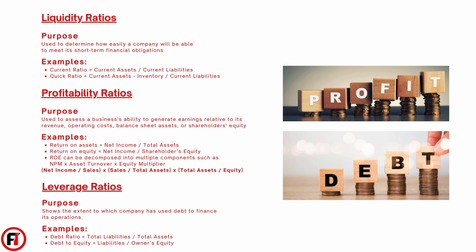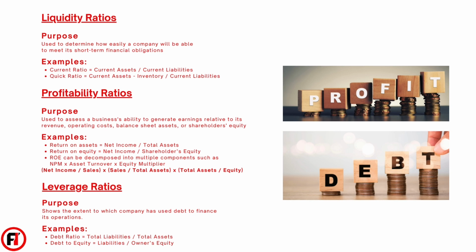You could break down ROE even further into multiple components. This is called the DuPont analysis. Right here I have a formula. This is the 3-step DuPont, by the way. ROE can be arrived at by multiplying net profit margin times asset turnover times the equity multiplier. If you want to break down ROE even further, these are components you could break it down into, and I've listed out the formulas for each of these.